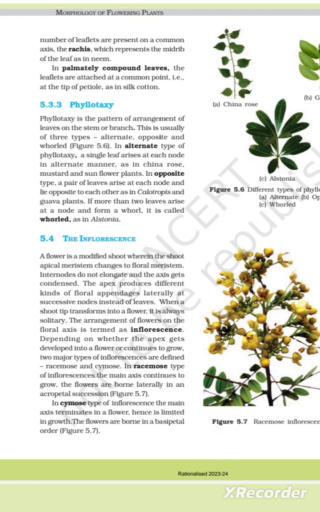5.3.3 Phyllotaxy. Phyllotaxy is the pattern of arrangement of leaves on the stem or branches. This is usually of three types: alternate, opposite and whorled. Figure 5.6. In the alternate type of phyllotaxy, a single leaf arises at each node in an alternate manner, as in China rose, mustard and sunflower plants. In the opposite type, a pair of leaves arise at each node and lie opposite to each other, as in calotropis and guava plants. If more than two leaves arise at a node and form a whorl, it is called whorled, as in Alstonia.